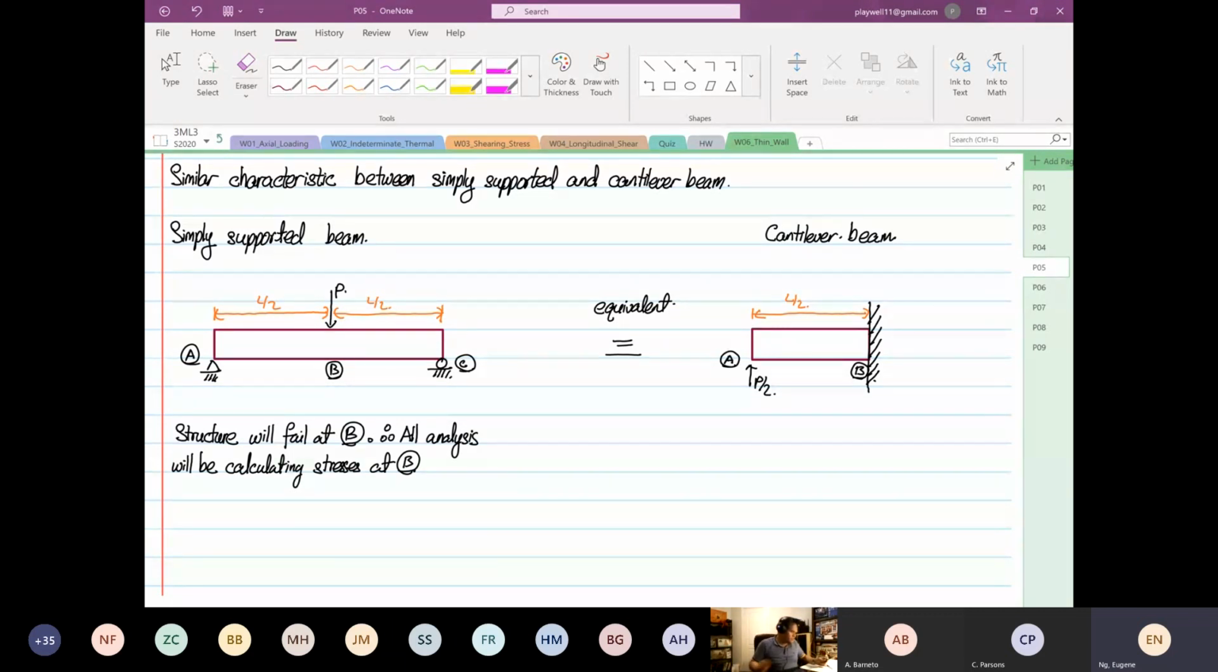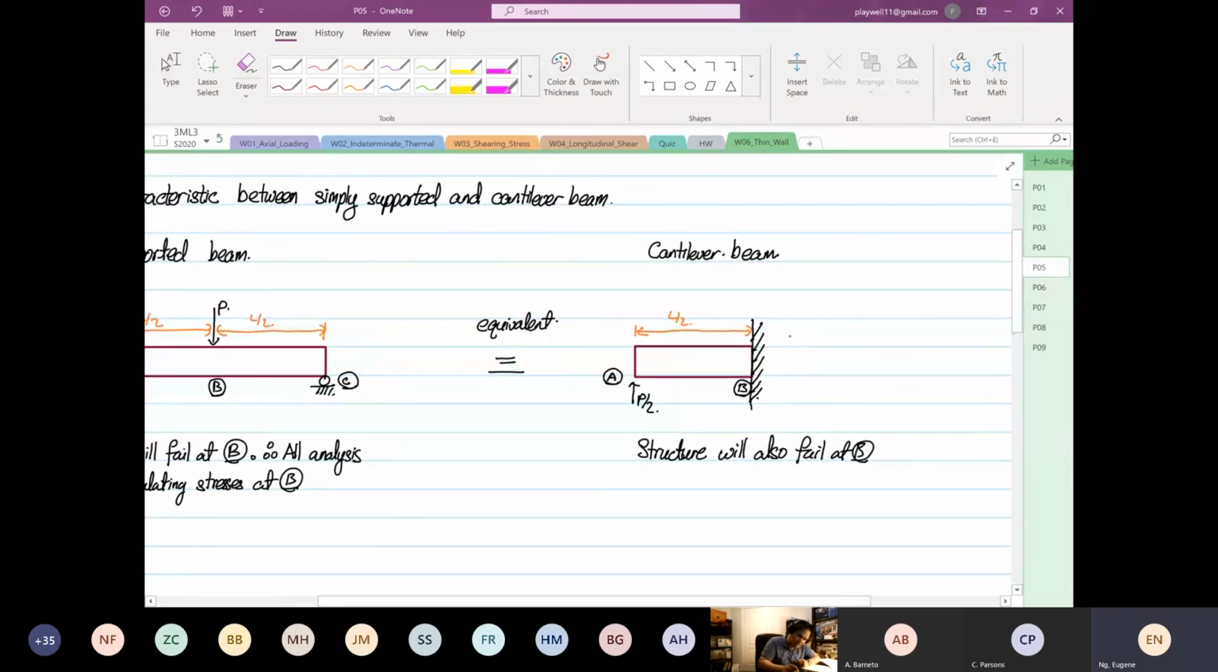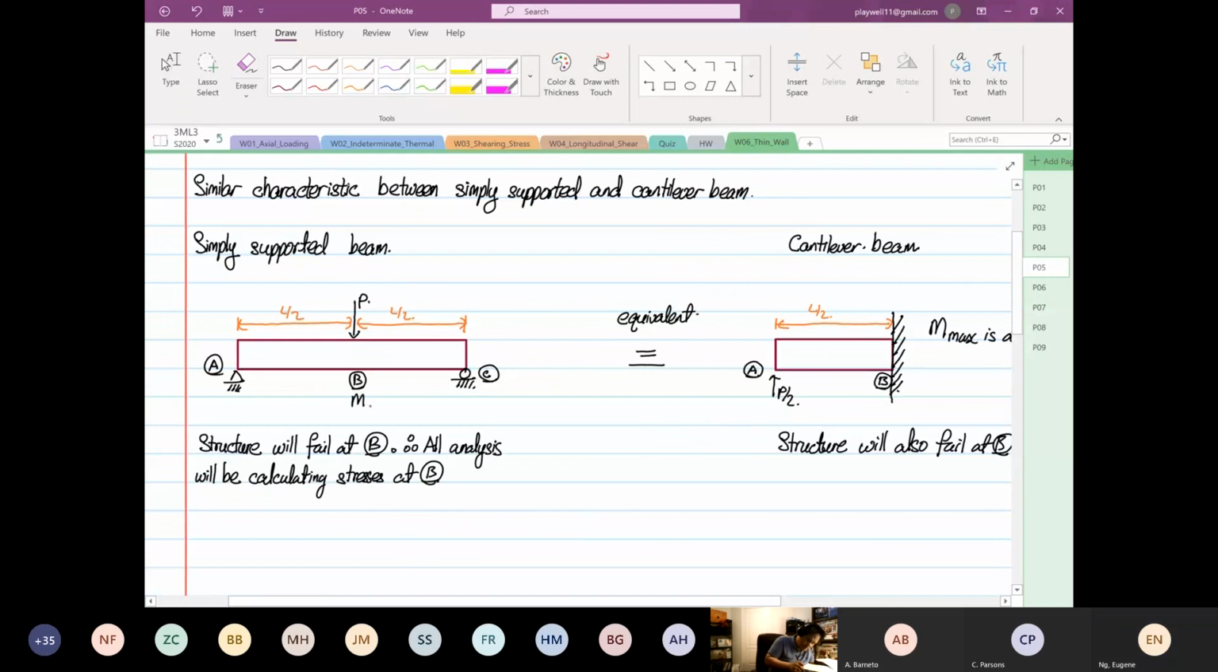So we know that the structure will also fail at point B. And why does it fail at point B? Because maximum moment is at point where? It's at point B. Likewise, maximum moment is also at point B.